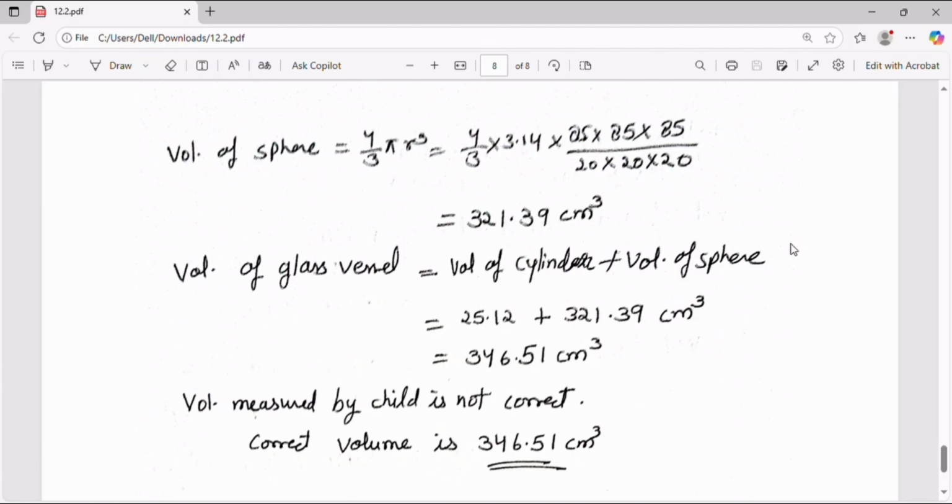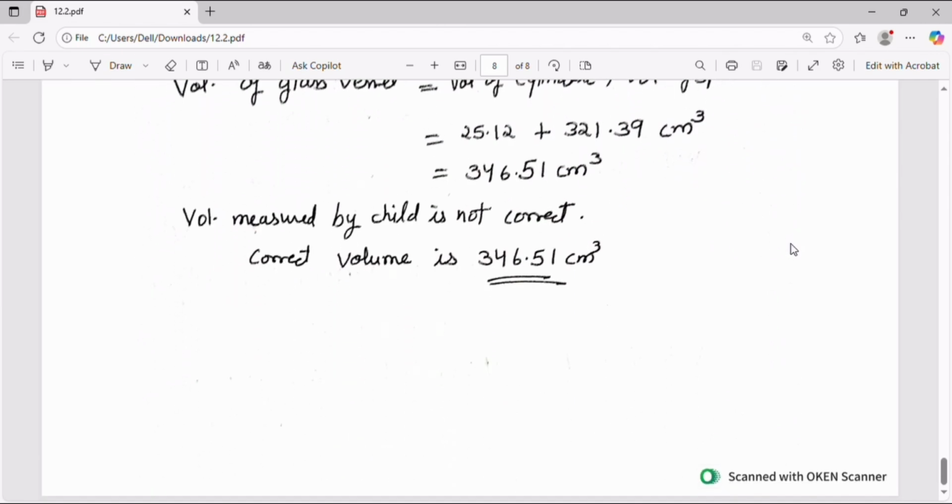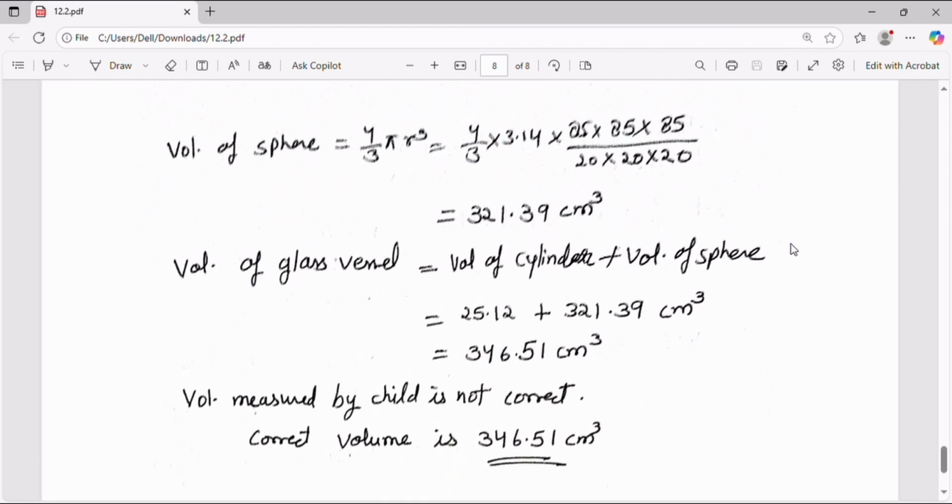Volume of the glass vessel is the sum of the volume of the cylinder and the volume of the sphere, and it is 346.51 centimeter cube. So the volume measured by the child is not correct. The correct volume is 346.51 centimeter cube. So here now we are done with this exercise 12.2 and this chapter as well.